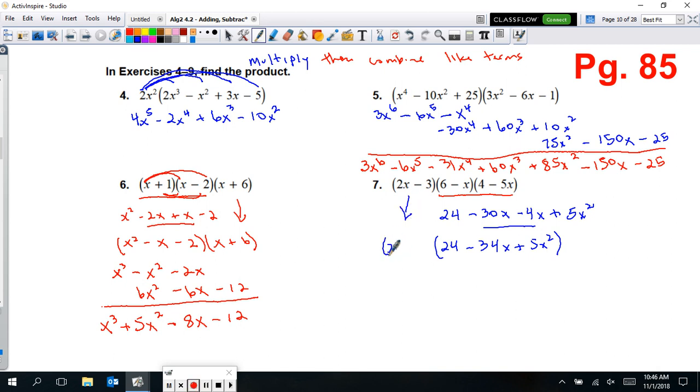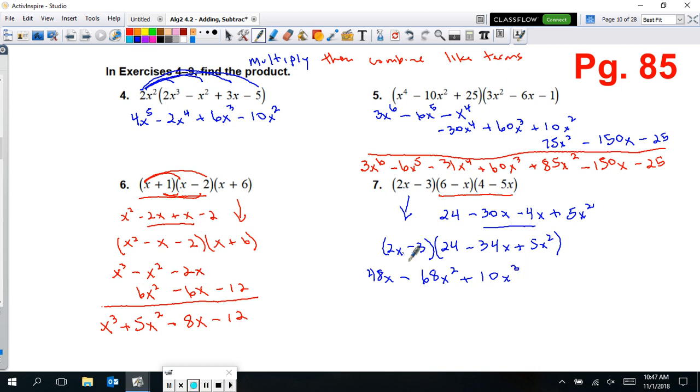Let's bring our next one down. So we're going to say it's 2x minus 3 to multiply this trinomial by. Again, starting with the binomial, 2x, I'm going to go into this trinomial and multiply 2x times each term. So 2x times 24, that's going to give me 48x. Then 2x times negative 34, that's going to be a negative. 2 times 34, that's 68. It's going to be an x squared because I have x times x. And then 2x times 5x squared, so 2 times 5 is 10, and x times x squared will be an x to the third.